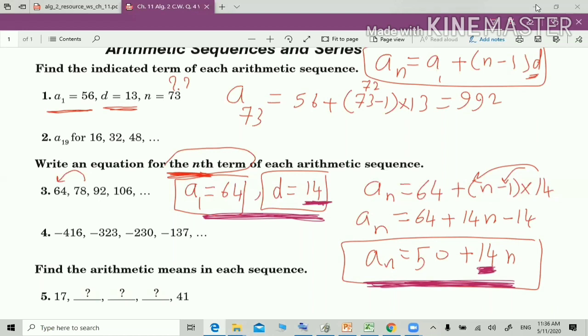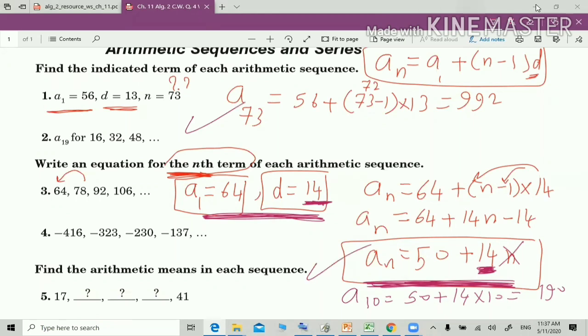Now if I ask you to find A10, you will substitute 10 instead of n, cancel n and write 10. So it will be 50 plus 14 times 10. 14 times 10 is 140. 140 plus 50, 190. Okay. So till now we taught how to find any term of the sequence like A73. We taught how to find the nth term.